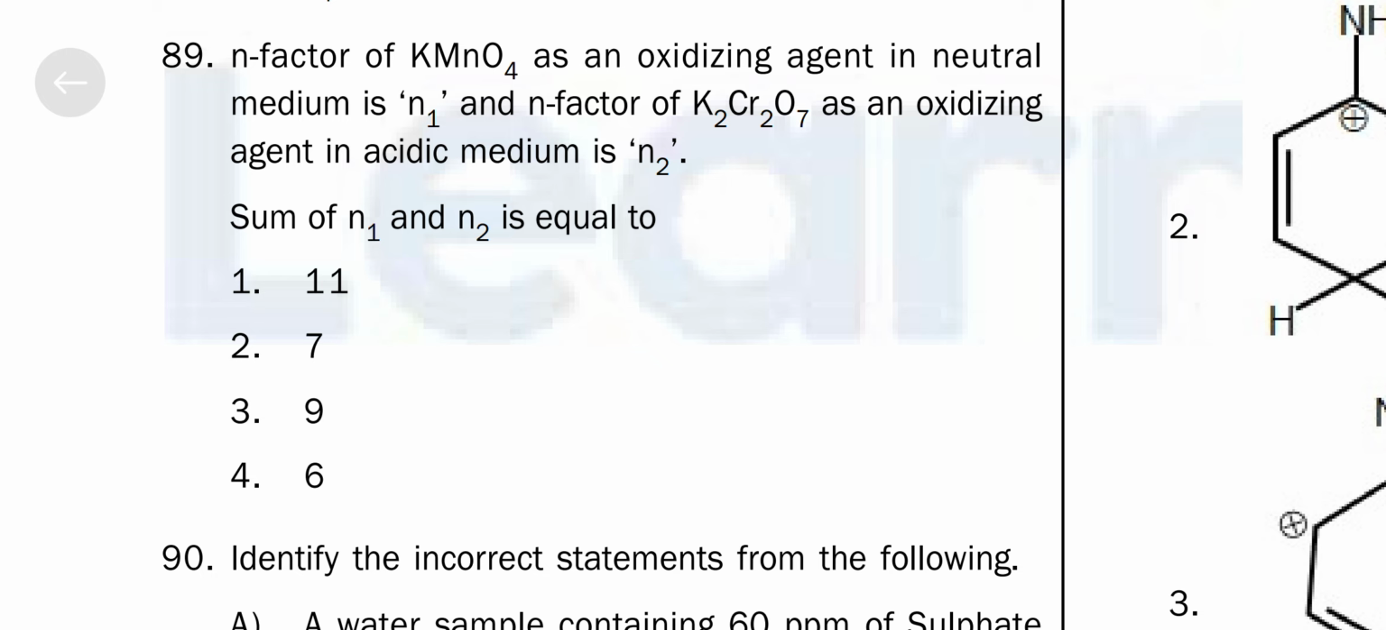N factor of KMnO4 as an oxidizing agent in neutral medium is 3 because KMnO4 changes to MnO2. N factor for K2Cr2O7 as an oxidizing agent in acidic medium is 6. K2Cr2O7 changes to Cr3+, 2 chromiums from plus 6 to plus 3, so change is 6. KMnO4 change 3, K2Cr2O7 changes 6. So total is 9.